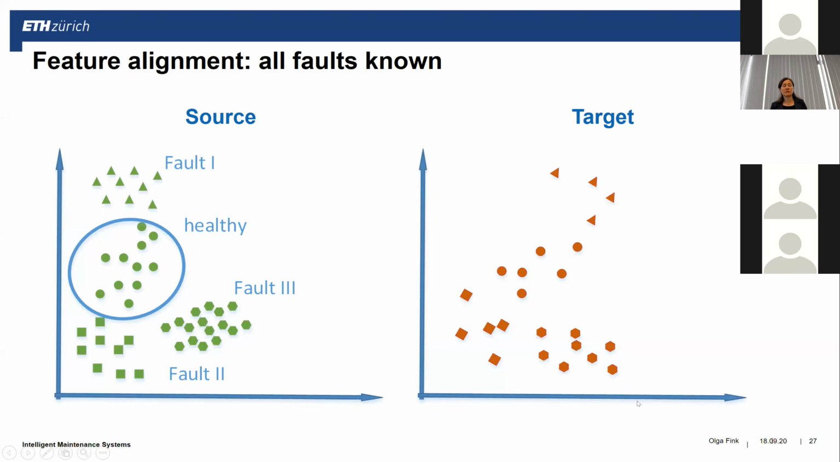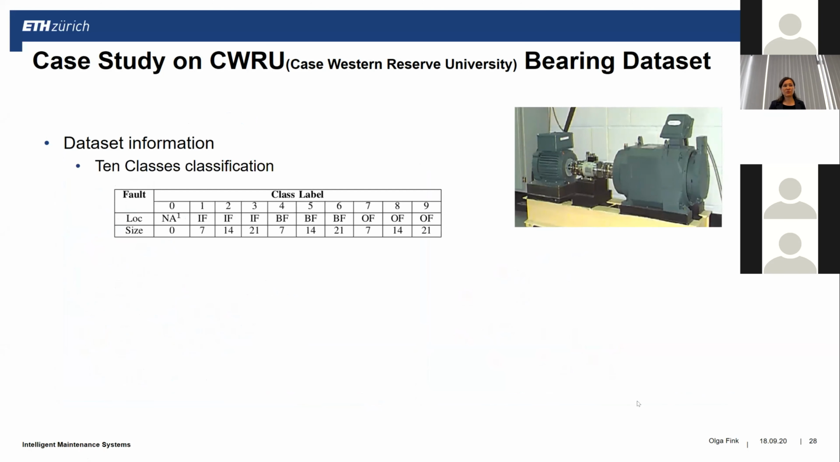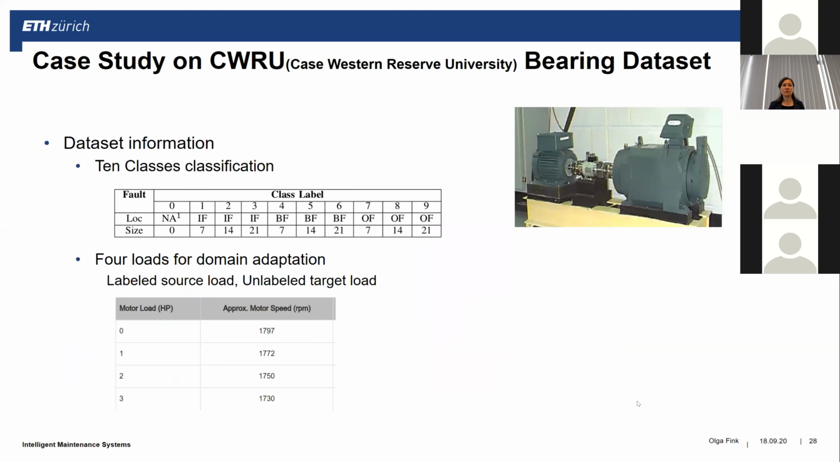And we performed a case study on quite a well-known benchmark data set. That's the Case Western Reserve University bearing data set. It contains 10 classes: one healthy class and 9 different faulty classes with different fault types and different severities of the fault types. And there were 4 different loads that were applied to it, and the loads are considered as being different domains. So they are different sequences, and we applied an FFT on them, which is a typical pre-processing step.